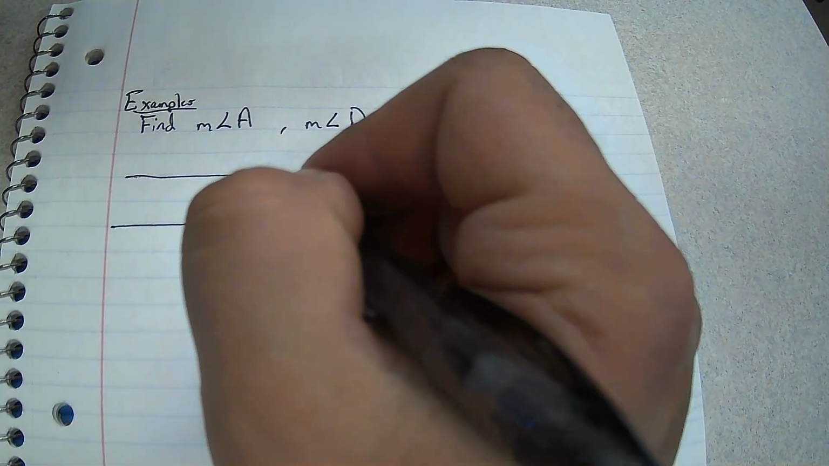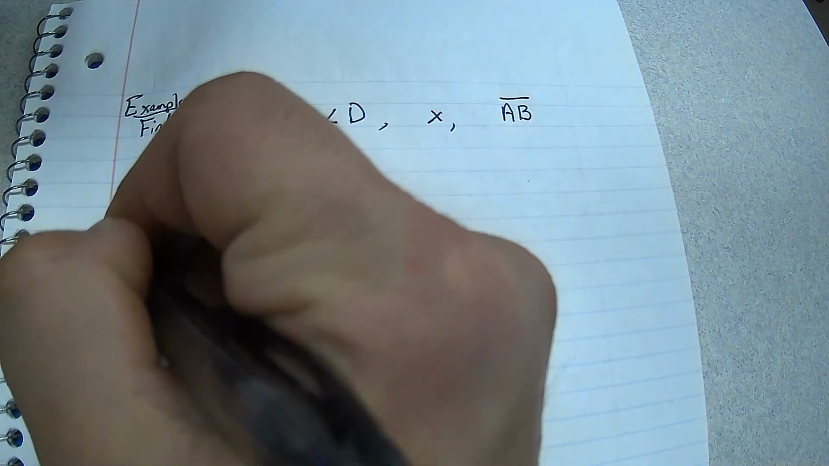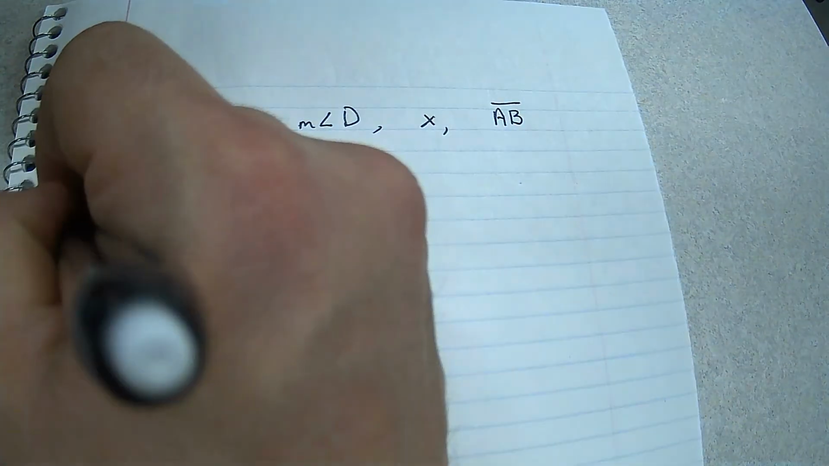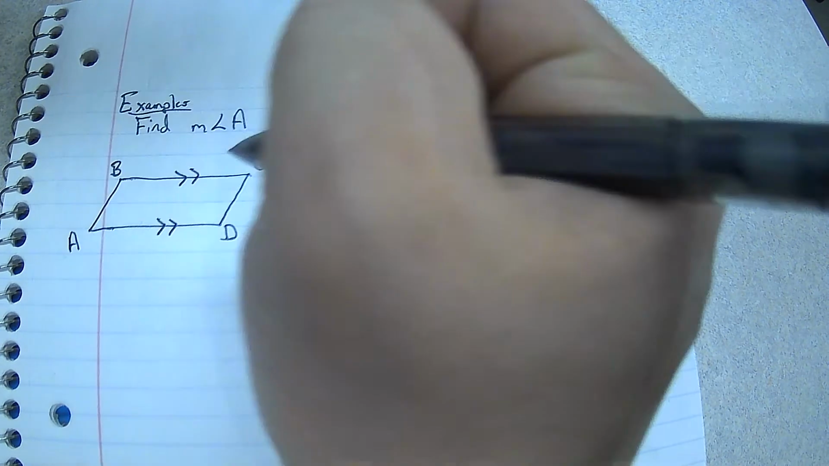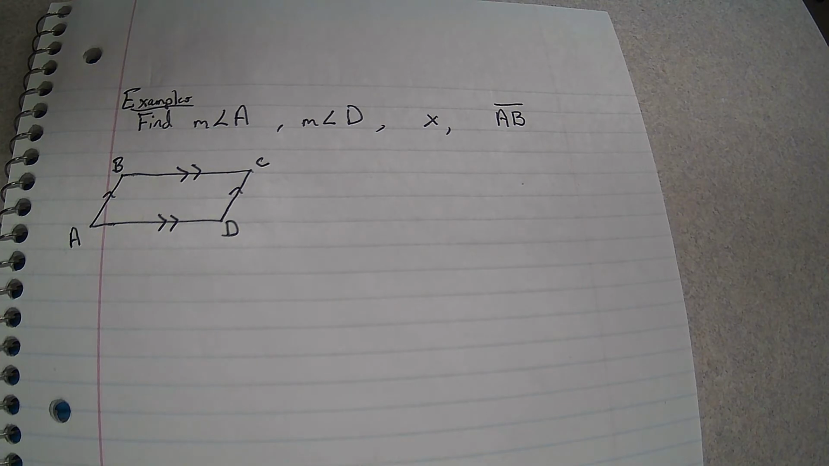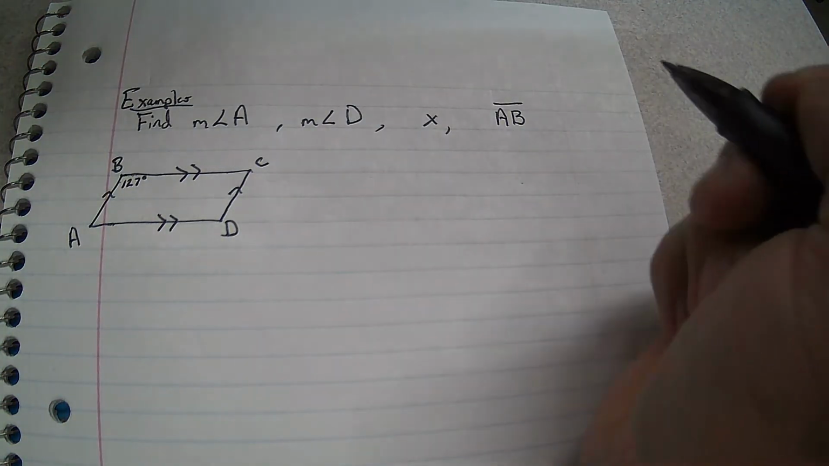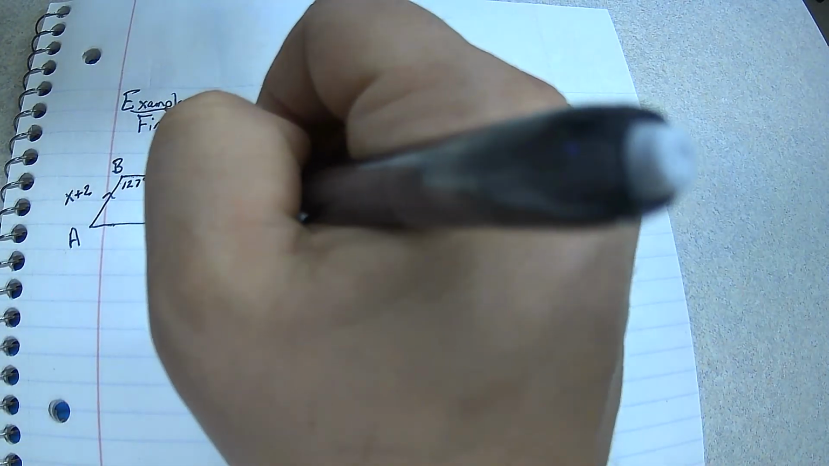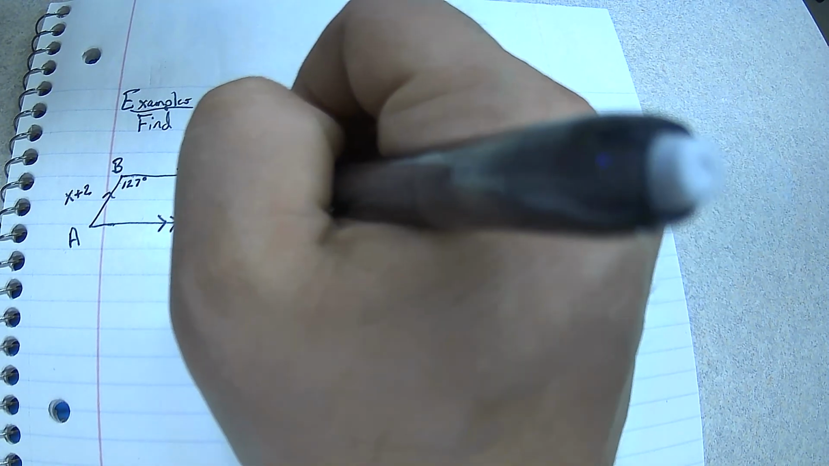So first we're going to draw our parallelogram. They don't always have to look just like this, but our examples, they do. And I'm going to tell you that it's a parallelogram by putting those little symbols in. I'm going to tell you this angle right here is 127 degrees. And this segment we're going to say is x plus 2. And this one's 2x minus 3.